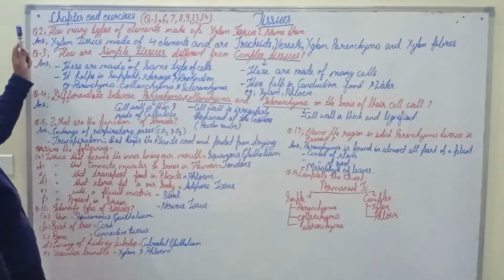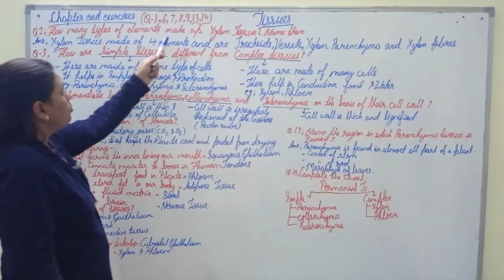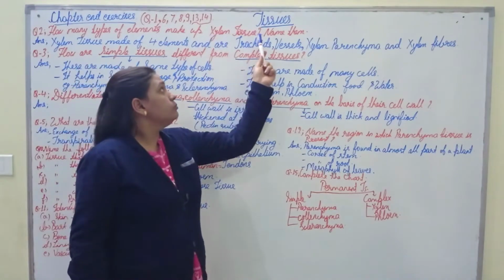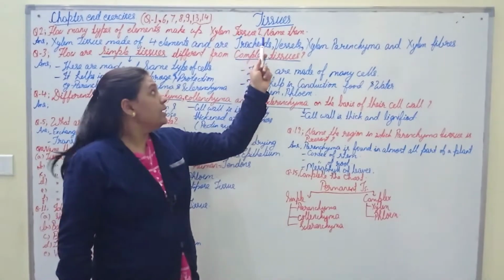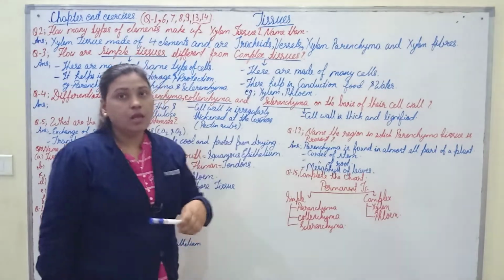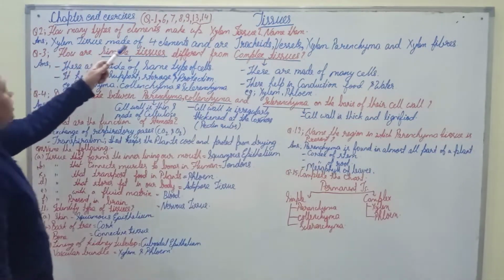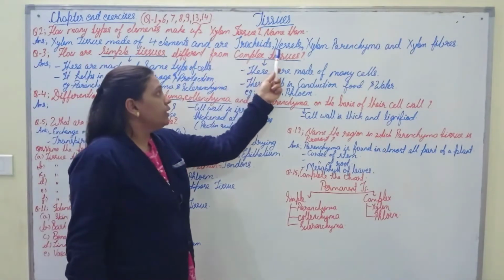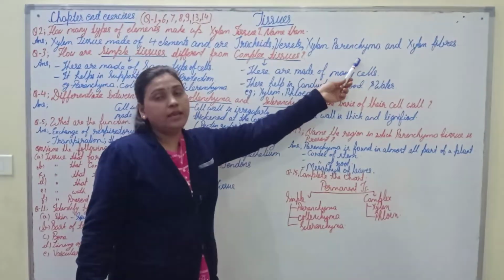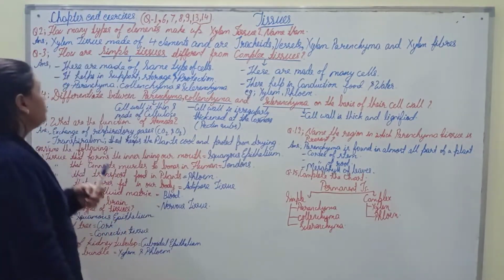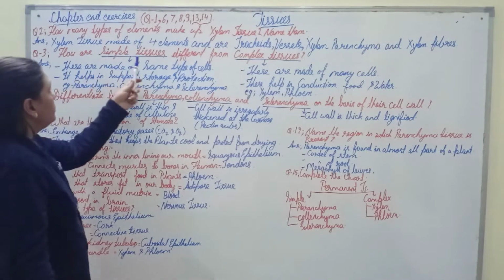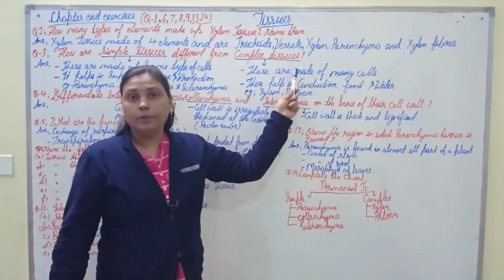Question number 2nd says, how many types of elements are xylem tissues made of? Name them. The answer is xylem tissue is made of 4 elements and they are tracheids, vessels, xylem parenchyma and xylem fibers. Next question says how are simple tissues different from complex tissues?